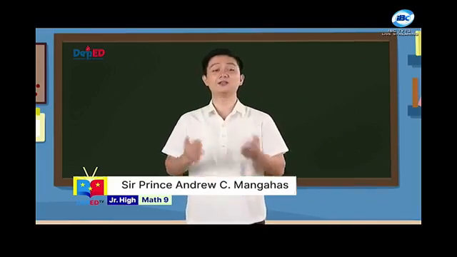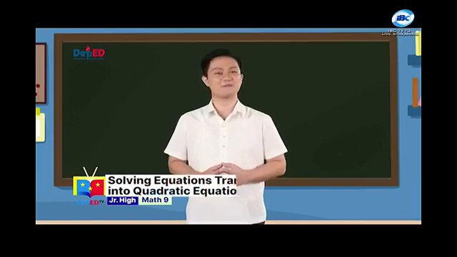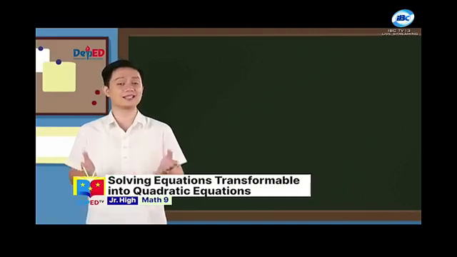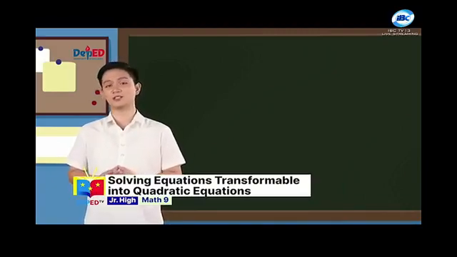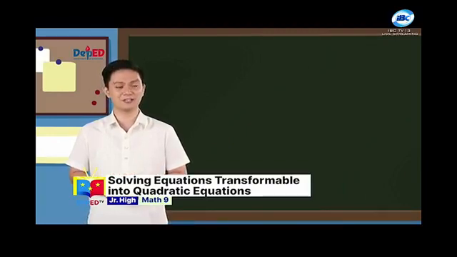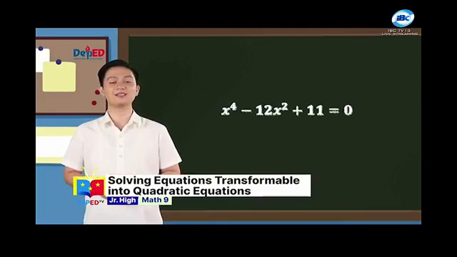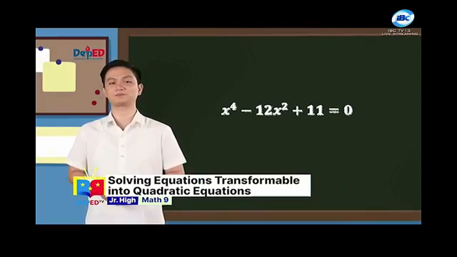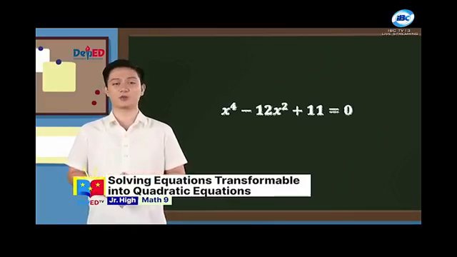Allow me to guide you in learning the different concepts and skills in Mathematics 9. We are still on solving equations, and in today's episode, we will deal with equations that can be transformed into quadratic equations. An example of this is the equation x to the fourth power minus 12x squared plus 11 equals 0. This equation is not quadratic because the highest exponent of the variable is not 2 but 4. But we can rewrite it as a quadratic equation.